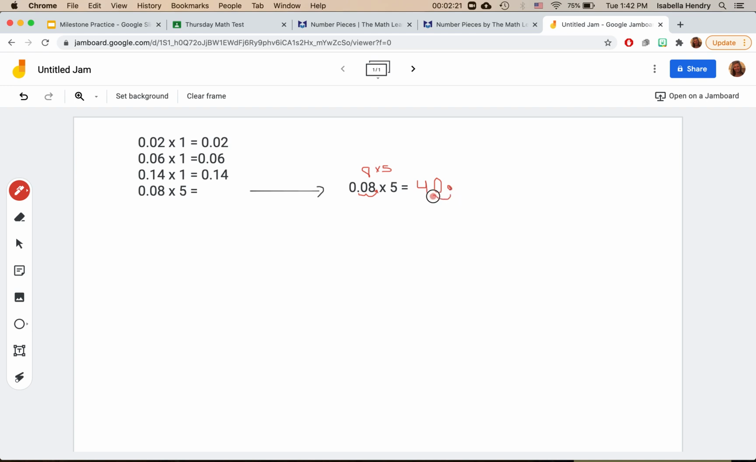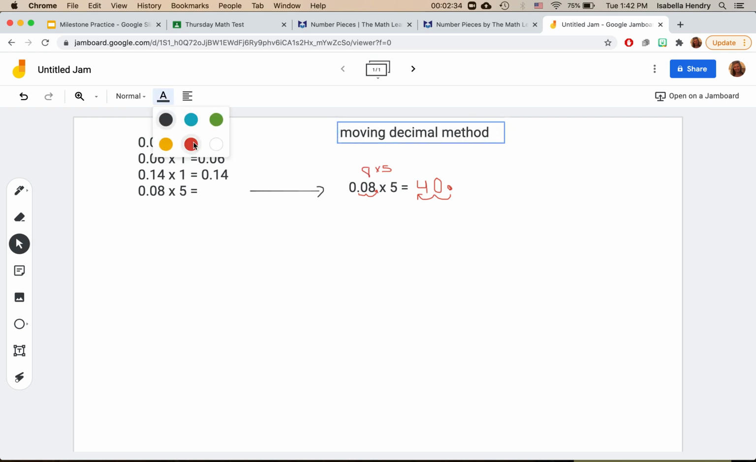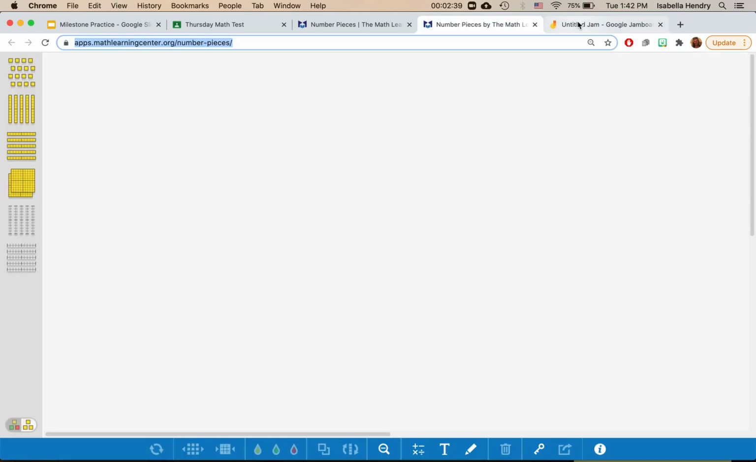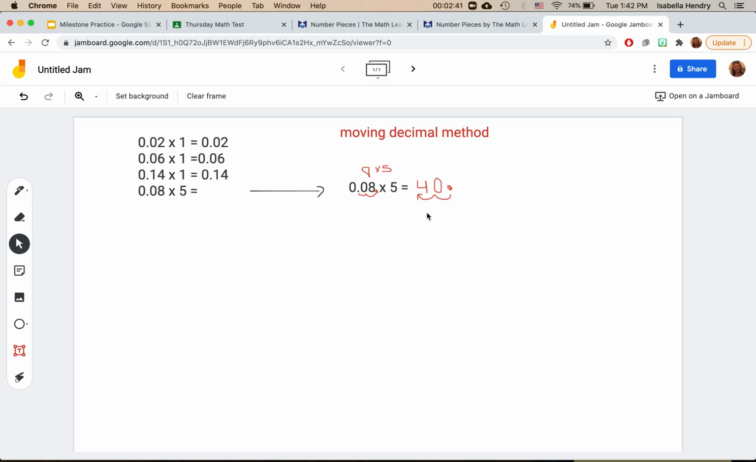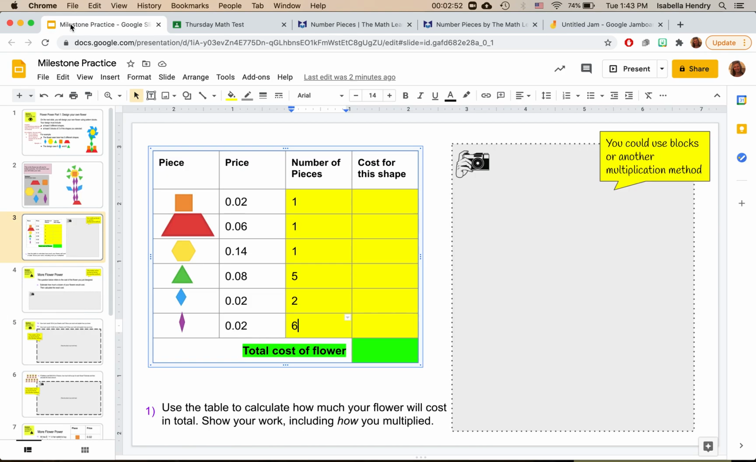Now I have to move the decimal back 2 times because I moved it that number of spaces out. Again, I'm using the moving decimal method. You could also use the box method, or you could use blocks to figure it out. Either way. So my answer coming back here is 4/10 or 40/100. That decimal point is there where I moved it back 2 times.